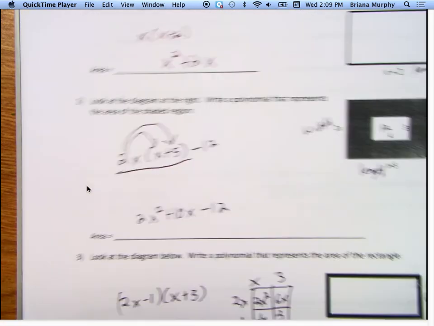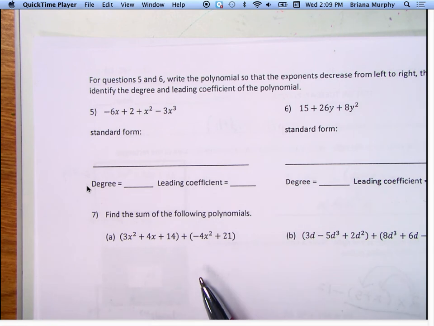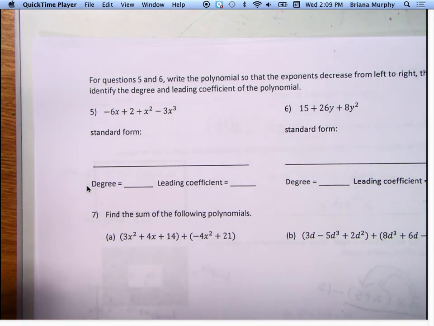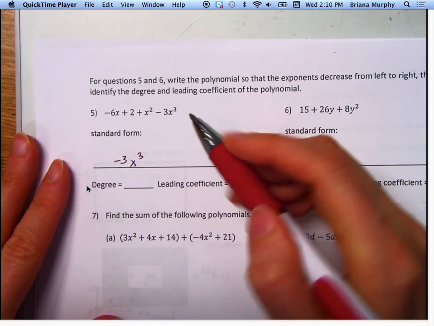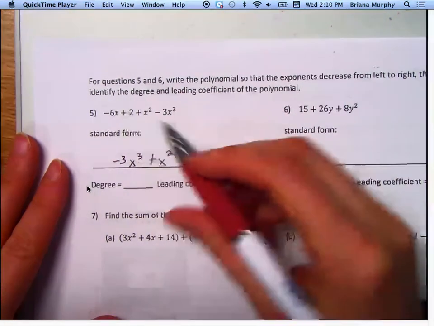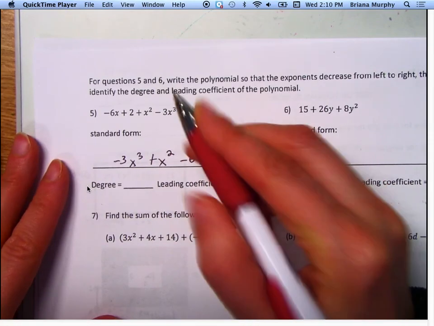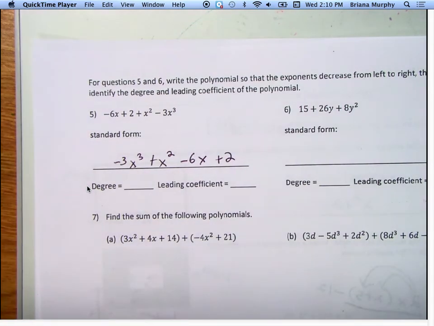Okay, let's turn the page. I need help with 5 and 6. Because last time I got it wrong. All right. So let's really talk about 5 and 6 really carefully. Remember, the biggest exponent goes first. So that's negative 3x to the 3rd. Then I do the next biggest exponent, that's x squared. Then the next biggest exponent, that's negative 6x. And then the next biggest exponent, that's 2. Right? Because 2 has nothing, that has 1, 2, and 3.